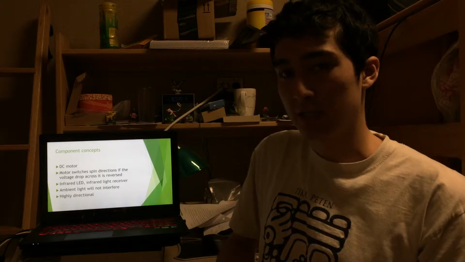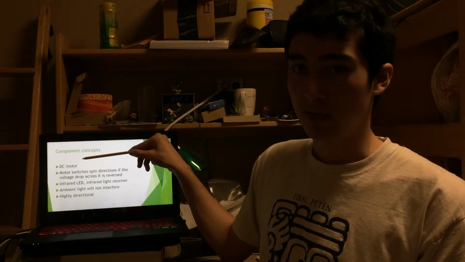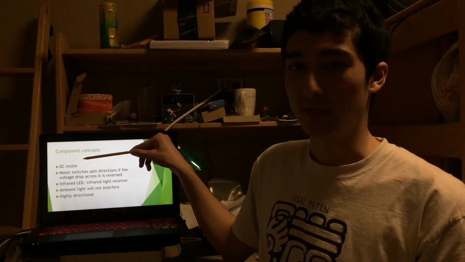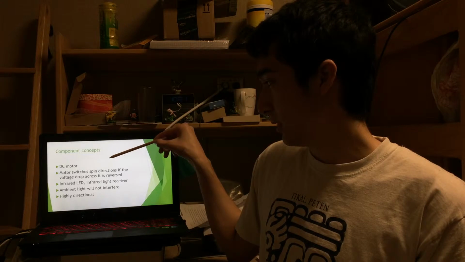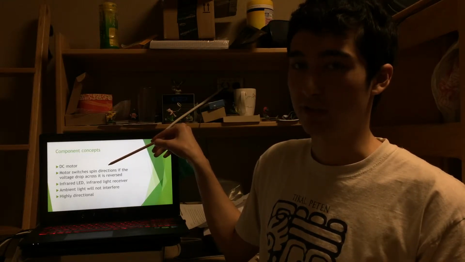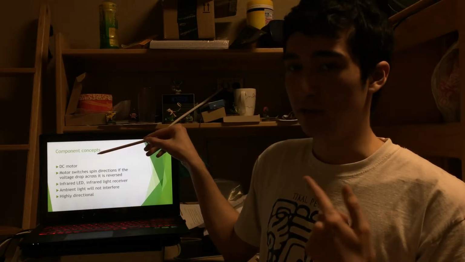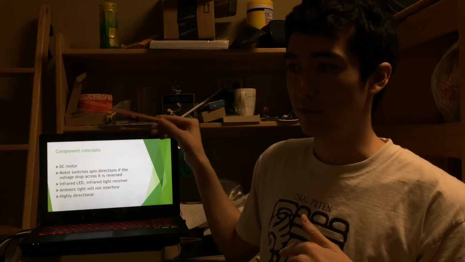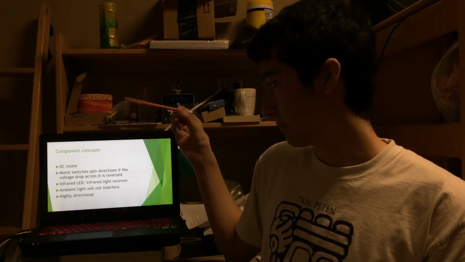Some important concepts to understand for this is the DC motor. What the DC motor does is that it spins in a certain direction if a voltage drop is applied across its terminals. And it would spin the other direction if you reverse the direction of the voltage drop across its terminals, which is what I use to open the door and then close the door. I would spin it one way to open it and then let it down by spinning in the other direction.